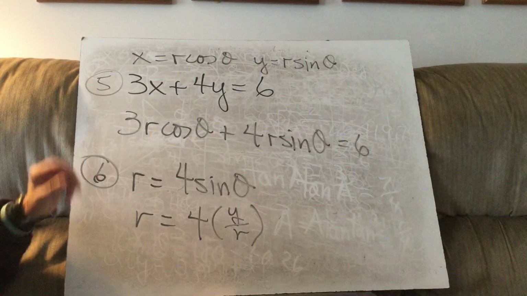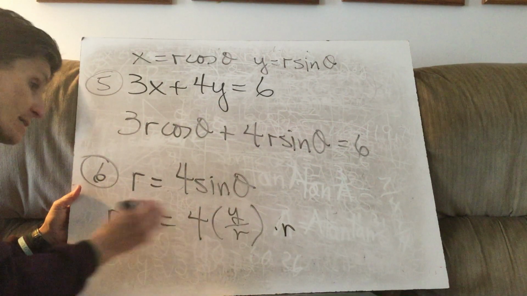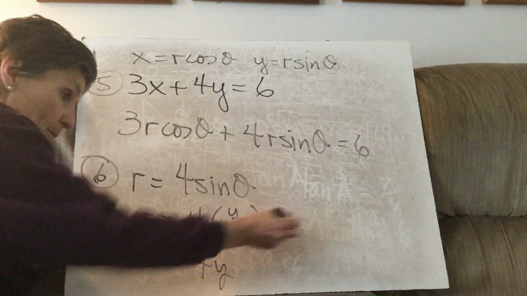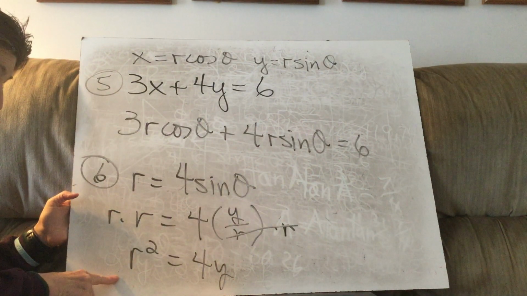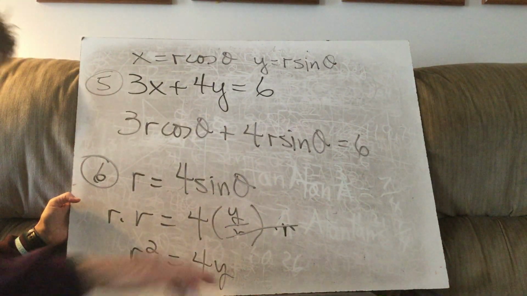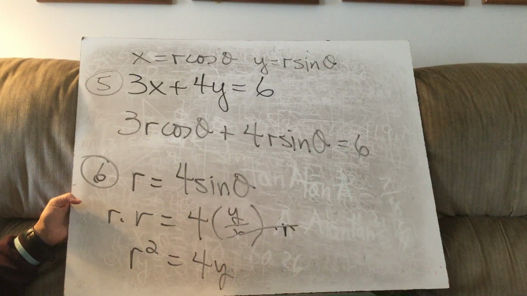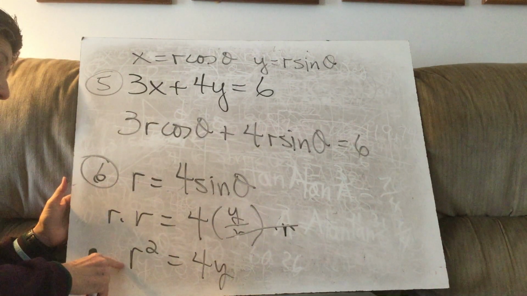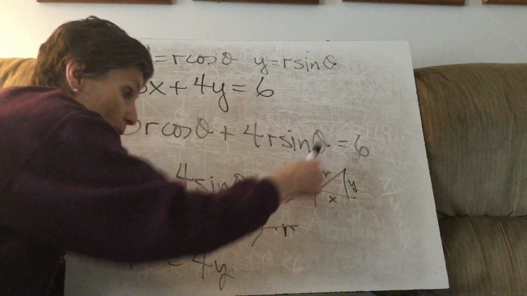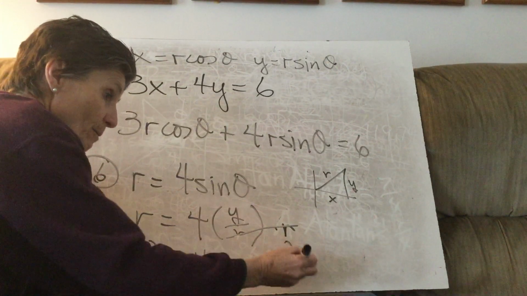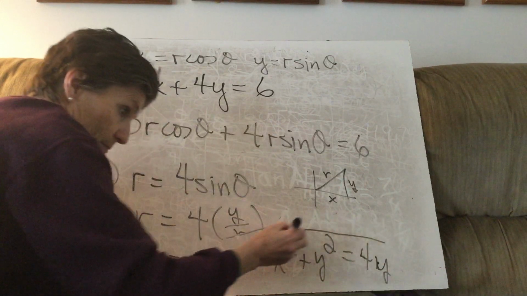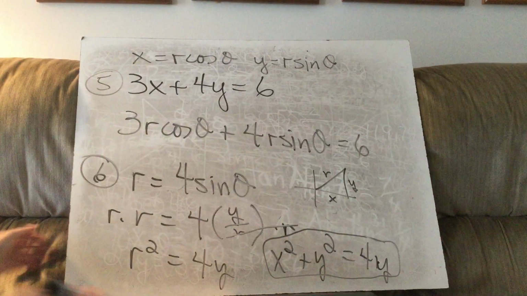Once you've done that substitution, then we're going to multiply both sides by r to clear the fraction. We always want to clear the fraction. So that leaves us with this. R squared equals 4y because the r's cancel. We did that on purpose to get rid of that fraction. You'll recall that r squared, if we look at our little triangle here, r squared is x squared plus y squared. So there is the answer to the question.